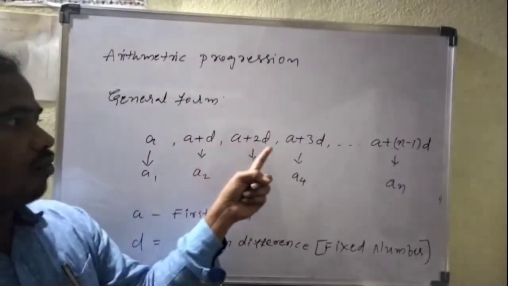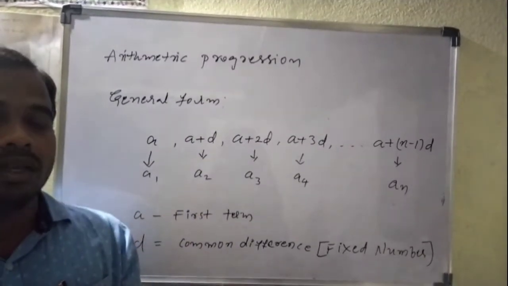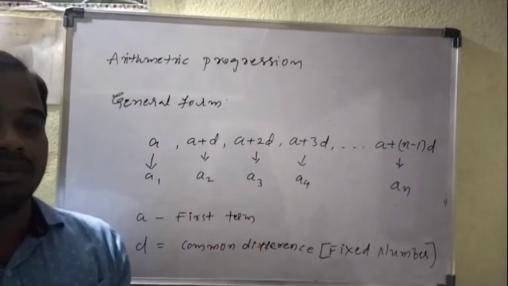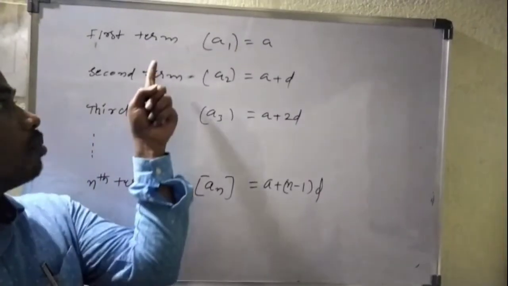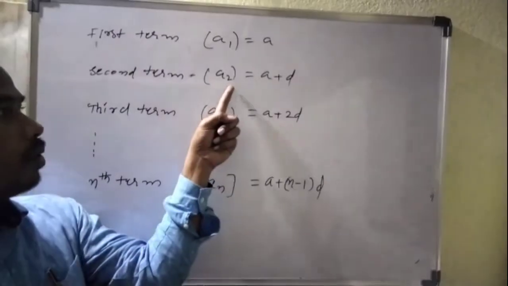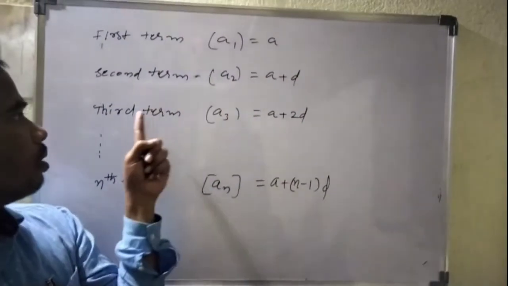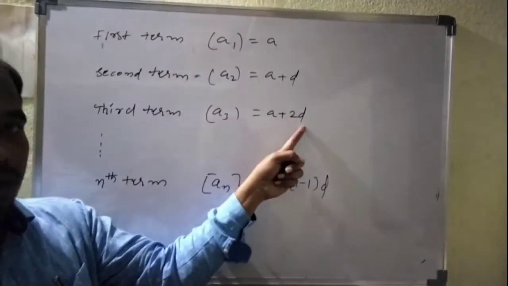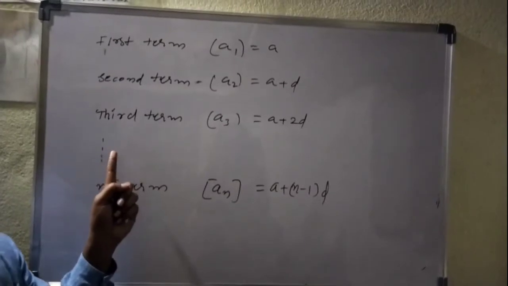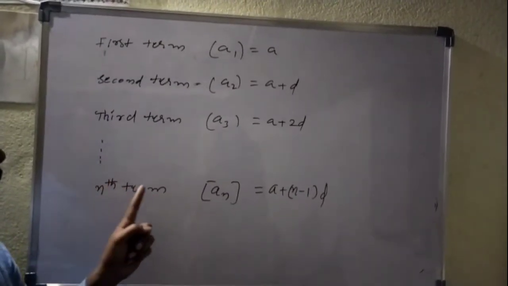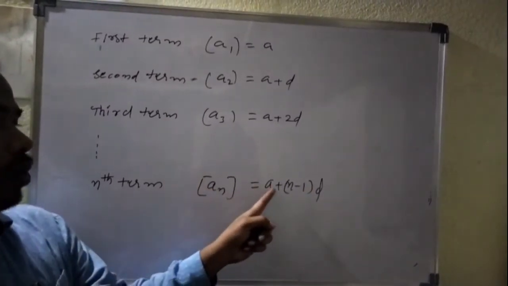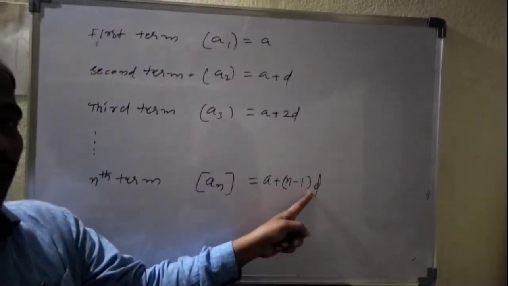This is the general formation, and some formulas are there. The formulas I will now explain. Just observe. The first term a1 is equal to a. Second term a2 is equal to a plus d. Third term a3 is equal to a plus 2d. Terms you can write like that. Here we are taking the nth term. The nth term is represented as an, equal to a plus n minus 1 d.